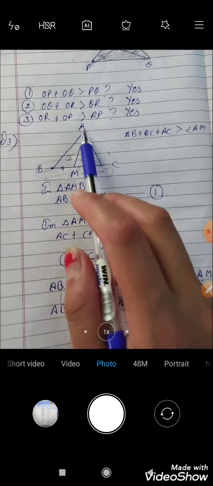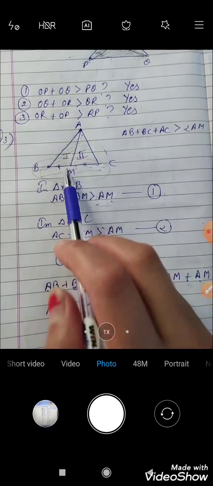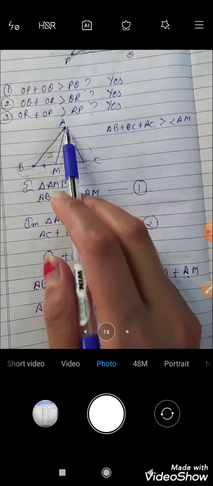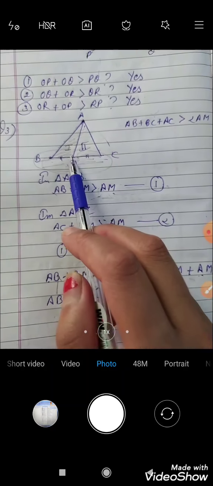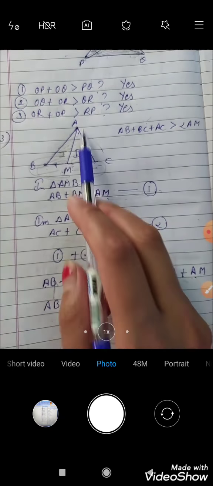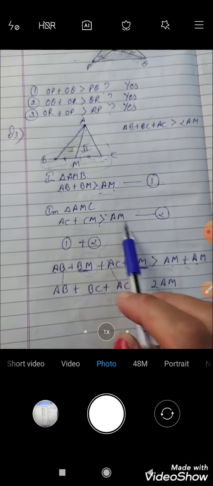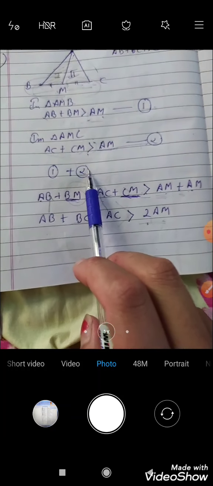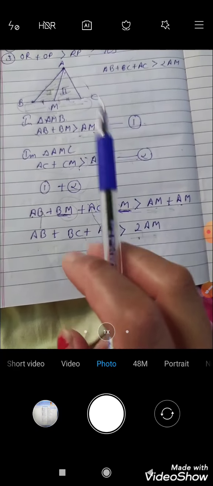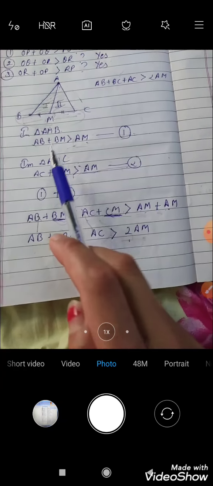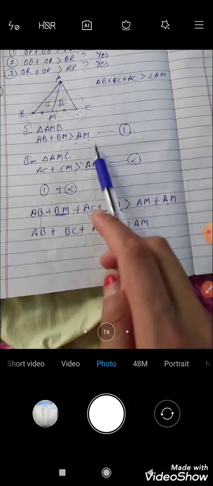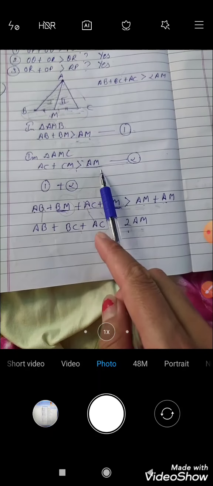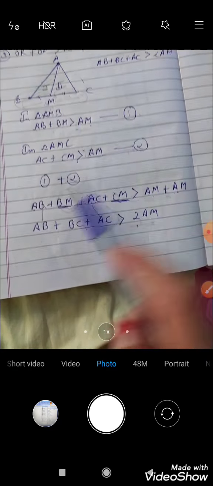Now move to our second triangle, triangle AMC. In triangle AMC, we add sides AC and CM, meaning sides other than the median. The sum of the sides other than the median is greater than the side AM. It is our equation number 2. After that, we are going to add equation number 1 and equation number 2. We always add the left part of the first equation to the left part of the second equation, and the right part of the first equation to the right part of the second equation, and there is no change in the symbol that we used in between.